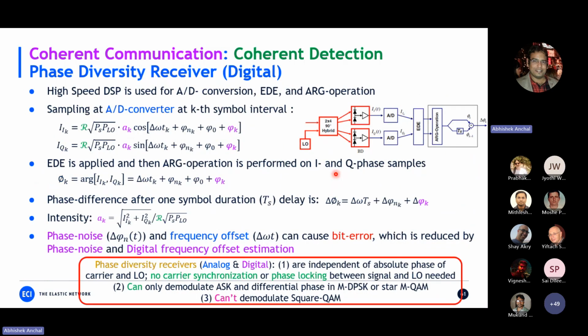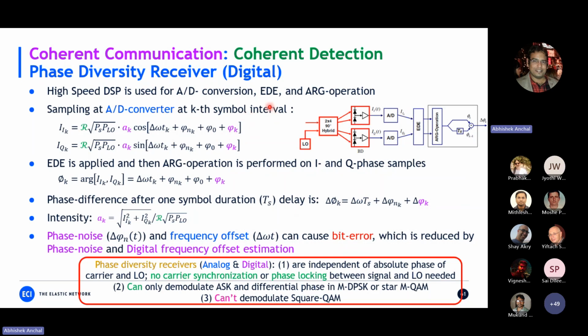The digital version is almost the same. The same operation you do in the digital domain. It means you need to sample it, with an A to D converter, and then you provide the same circuitry, and we get a very similar equation. The only benefit in the digital domain is something called EDE, electronic dispersion equalization. By using EDE, they can try to reduce the frequency offset, reduce the phase noise, and do other operations like reducing nonlinearity or even reducing dispersion.